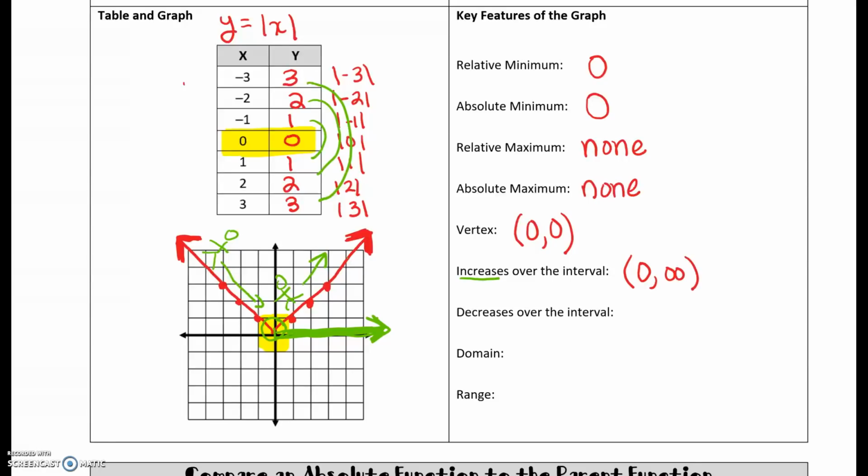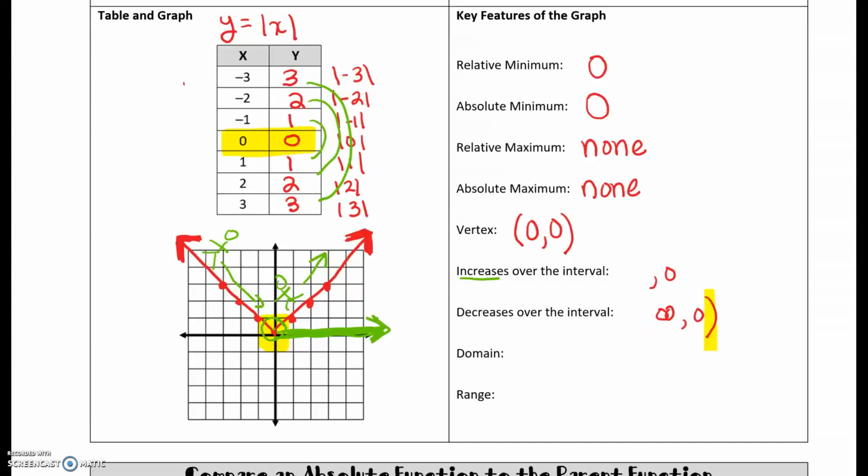Now, decreasing over the interval will be negative infinity all the way up to 0. So this one's going to be negative infinity, comma, 0. Now, keep in mind, I did not use brackets here. I used open always for the infinity, and since 0 is the turning point, I went ahead and left both of those open because you're kind of stationary there, you're constant there.